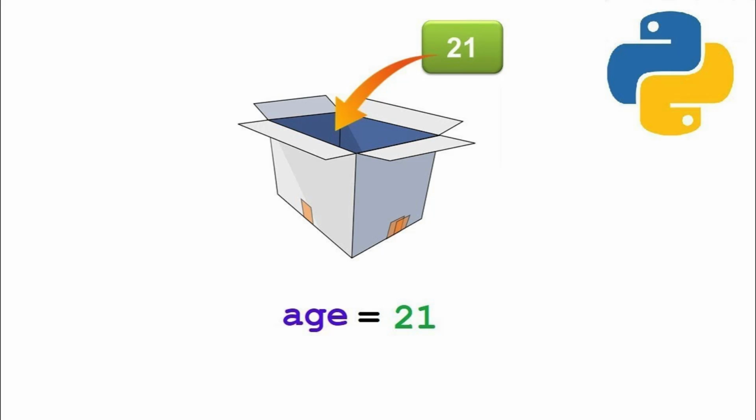Variables. Variables are containers for storing data values. Creating variables. Python has no command for declaring a variable. A variable is created the moment you first assign a value to it. Example: x = 5, y = "John", print(x), print(y).